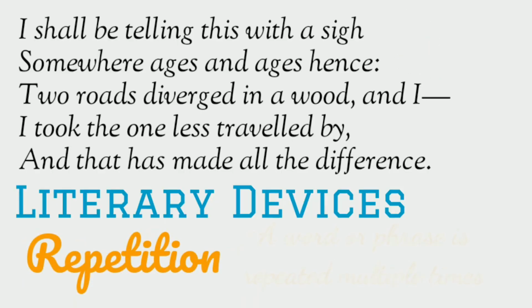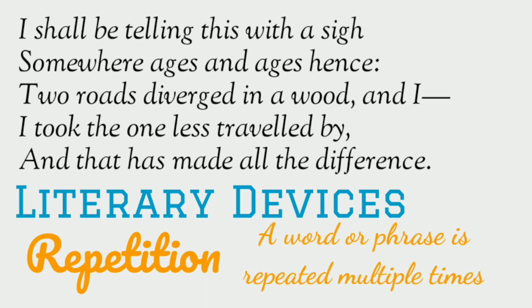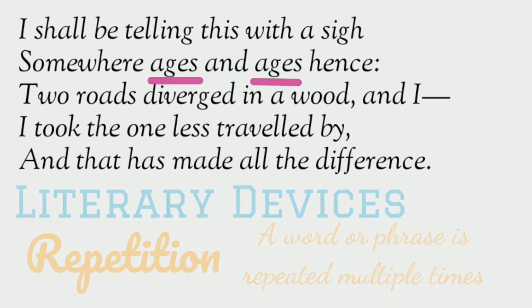Repetition is when a word or phrase is written multiple times, usually for the purpose of emphasis. Here the poet has used repetition in the second line, that is, ages and ages. So the poet has repeated the word ages here.